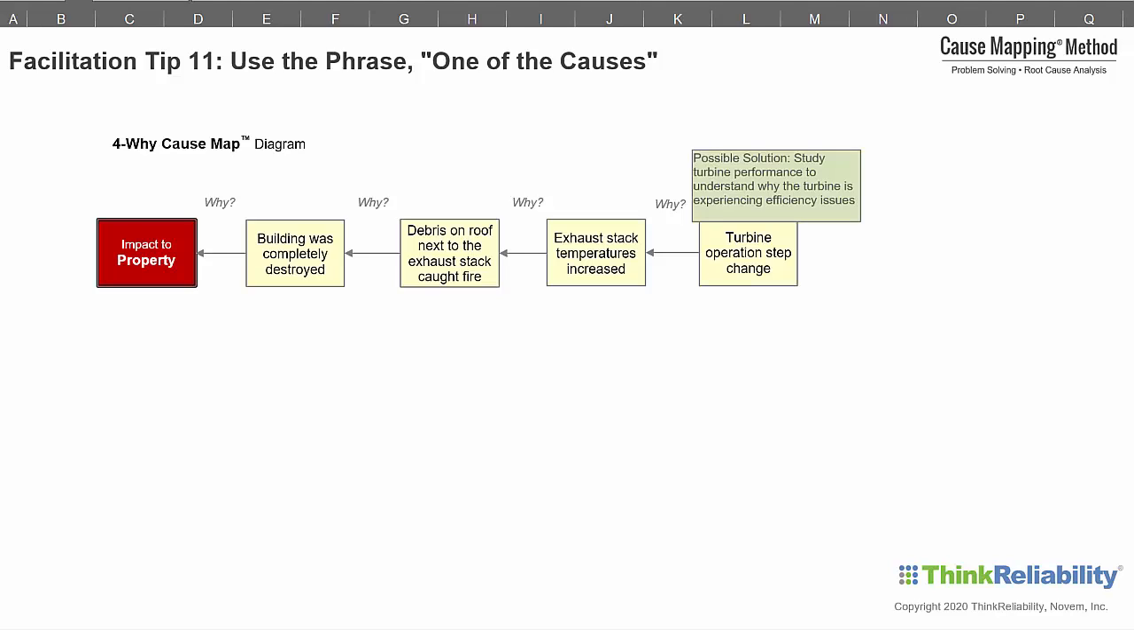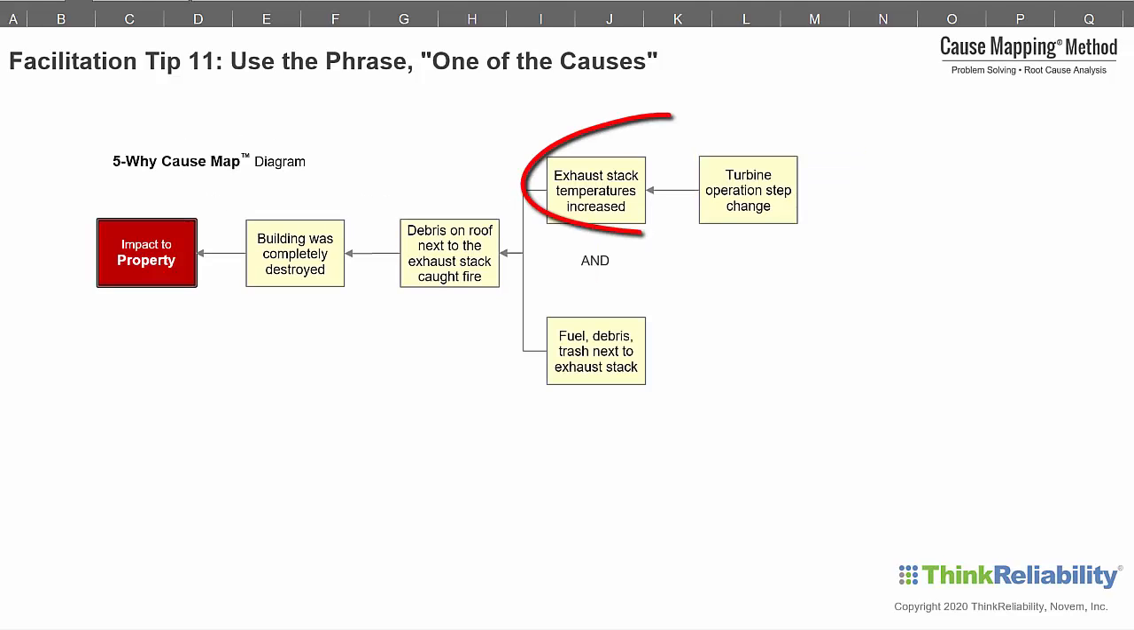So one thing the team focused on, just by identifying this branch, was to study that turbine's performance to understand why it's experiencing that step change or the efficiency issue. But knowing that it takes more than one thing to produce a fire, it requires three things, we can begin to develop or reveal additional causes. So not only do we have to have the heat source, the exhaust stack temperature increasing, we also have to have the fuel, the debris or the trash next to that exhaust stack, and oxygen.